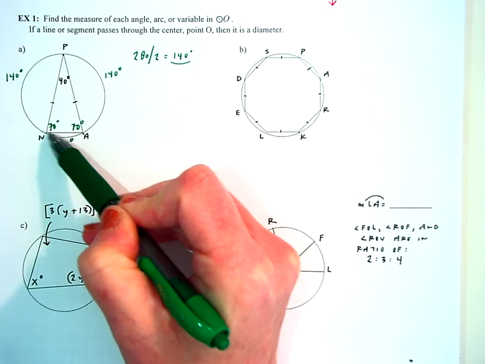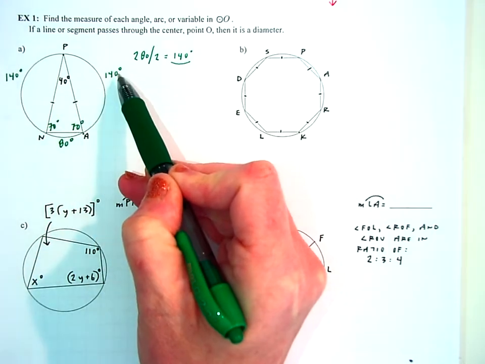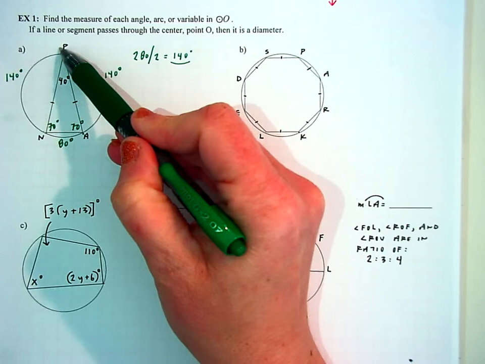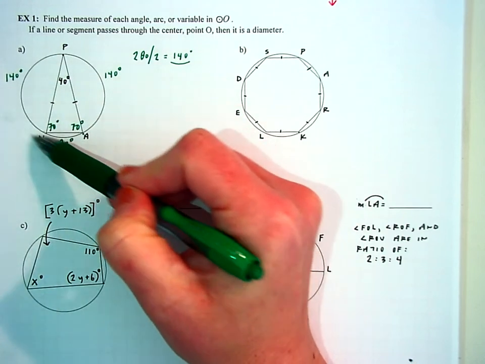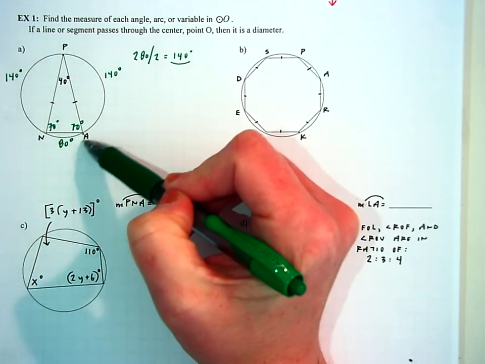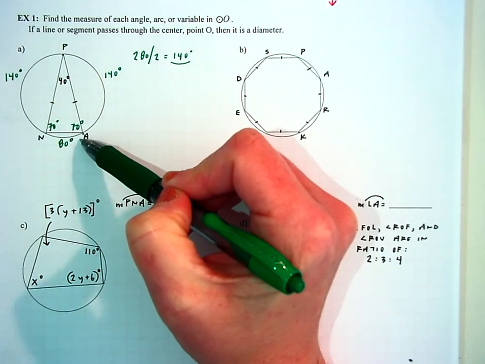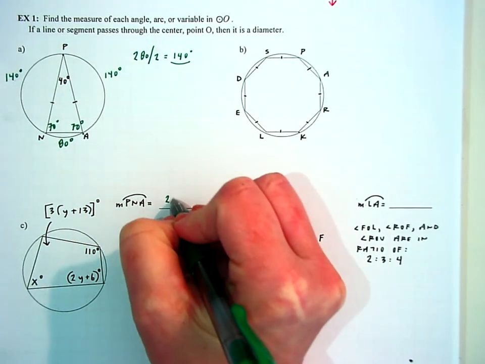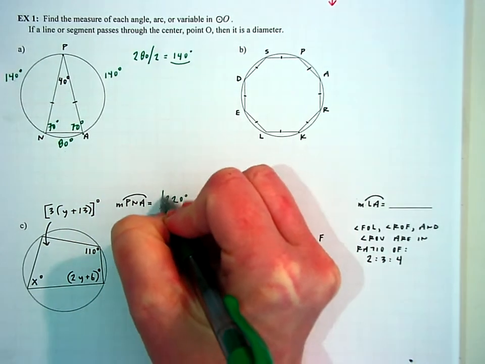And then if I doubled that 70, I could have gotten to the 140 just a different way. Okay, and now I'm asking again, I want PNA, so I need this whole span right here, that major arc. So if I add the 140 and the 80, I get 220 degrees.